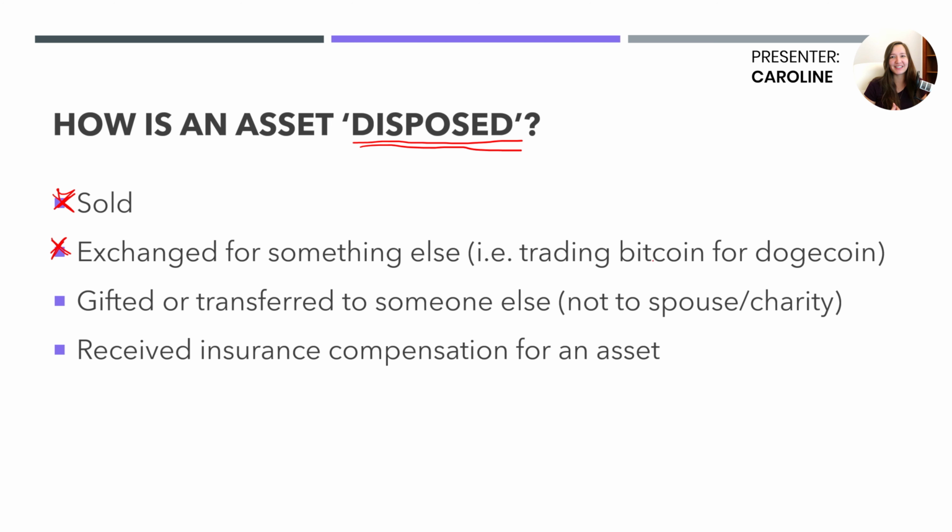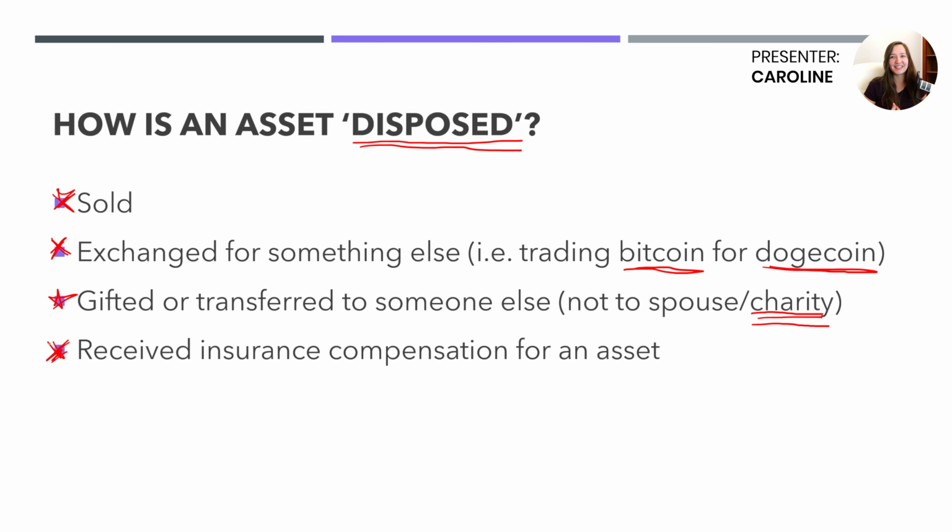And unfortunately, that does mean for cryptocurrency, if you exchange one type of cryptocurrency for a different type of cryptocurrency, it does count as a disposal, and you would need to account for the capital gains on that disposal or on that trade. If you decided to gift an asset to someone else or transfer it to them, apart from spouse or charity donations, then a capital gain would arise as well. Just note with the charity donations, there are some specific rules on that.